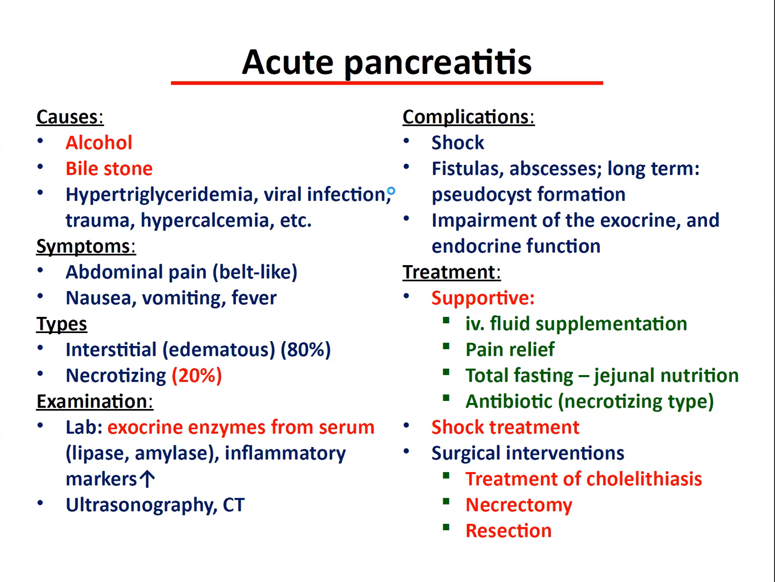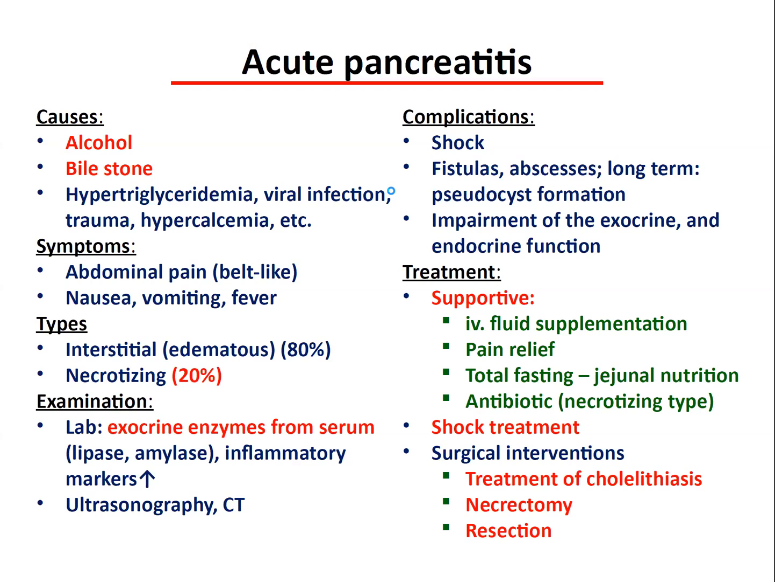And what is essential with acute pancreatitis? The pancreas itself is going to digest the tissues in total. Now, what can cause this? There are three very common causes: alcohol and bile stone. The best one is if you drink a lot of alcohol and eat fatty food.